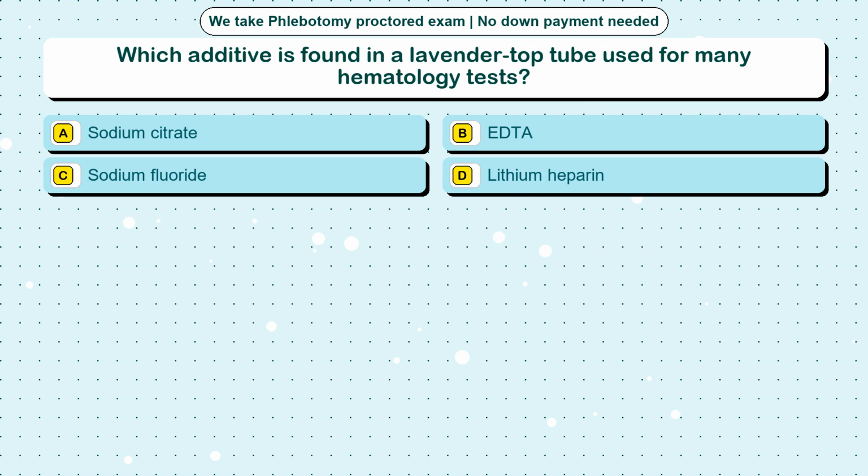Question 28. Which additive is found in a lavender top tube used for many hematology tests? Option A, sodium citrate.